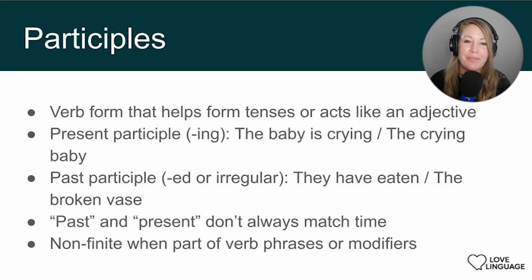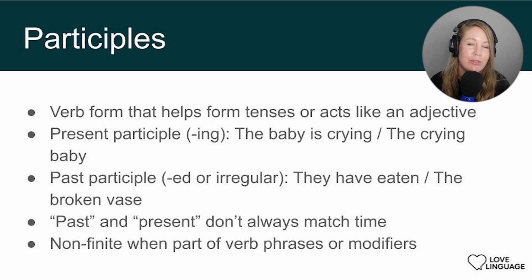A participle is a verb form that can do 2 things. First, it can help make verb tenses, or second, it can act like an adjective and describe a noun. There are 2 types of participles, present participles and past participles. Present participles always end in "ing." For example, "the baby is crying." Here, "crying" is part of the verb phrase showing the progressive tense. Look at this example. "The crying baby kept us awake." Here, "crying" is an adjective describing the baby.